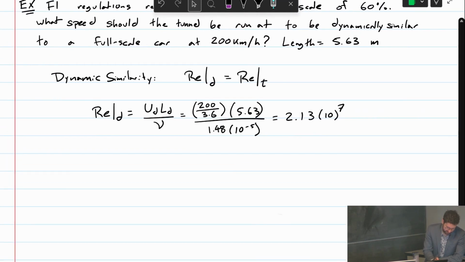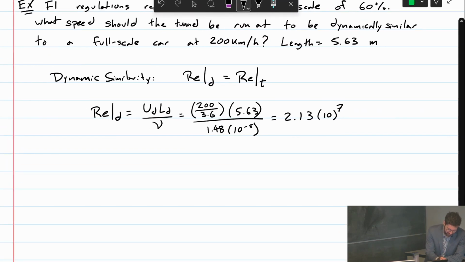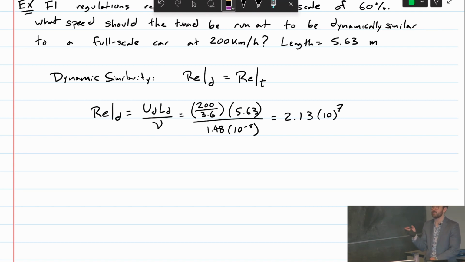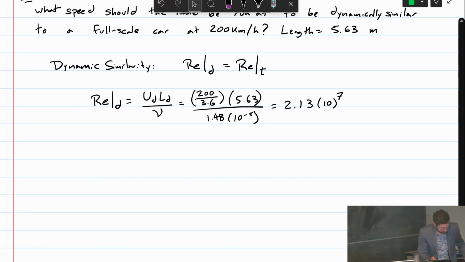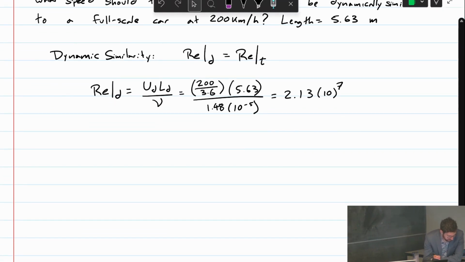Usually, if we wanted to be specific, we would add a Reynolds number L here. So Reynolds number sub L. We're saying the length-based Reynolds number is this. So in order to have the same dimensionless performance parameters, we need to match this Reynolds number in our test.